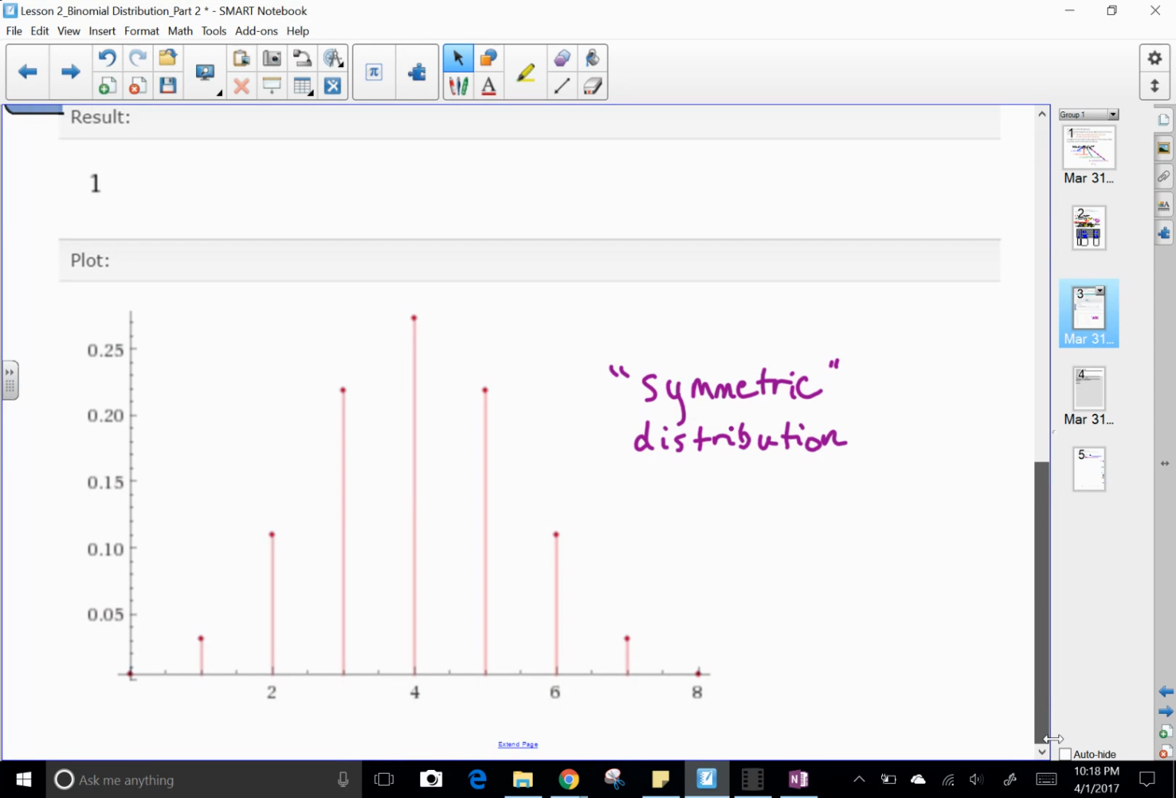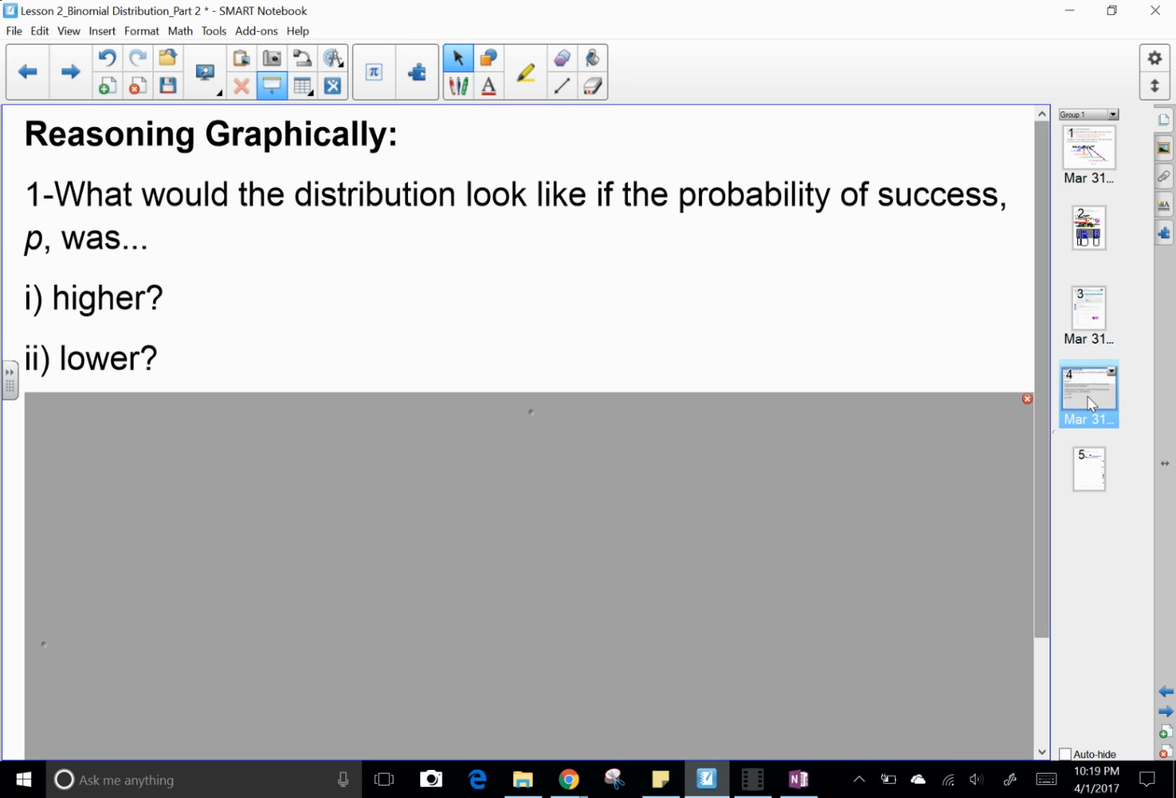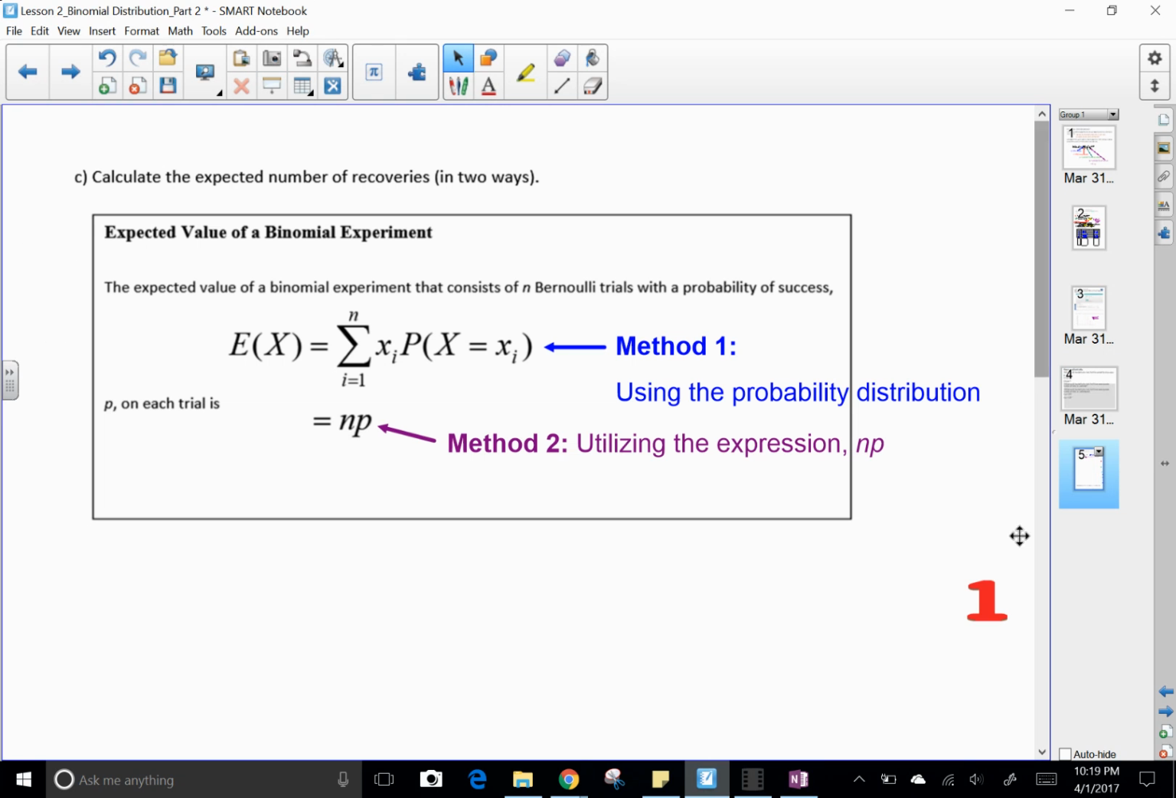So in the next lesson, we'll come back and take a look at more reasoning graphically with this distribution and with a few others. But I would like to wrap this one up with some expected value.